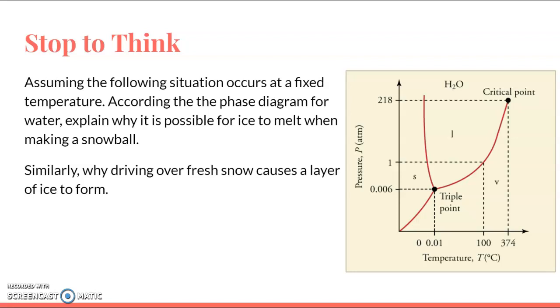Well, the reasoning might be, we've got a cold temperature, so below 0 degrees Celsius, so we've got ice, in the solid region. If we're at a temperature around here, and we're taking that snow and packing it, we're increasing the pressure. So if we move vertically, we see that we can transition from solid to liquid because of that. This is why, especially with fresh snow, if you're rolling over it with your tires, it compacts it, increases the pressure, causing it to turn into liquid, which then eventually freezes into ice. So that's why driving over fresh snow causes a layer of ice.